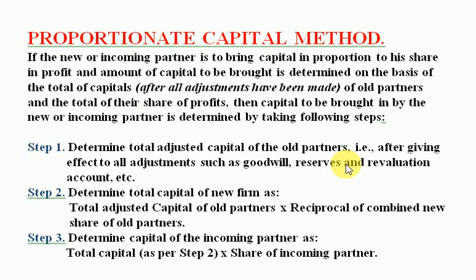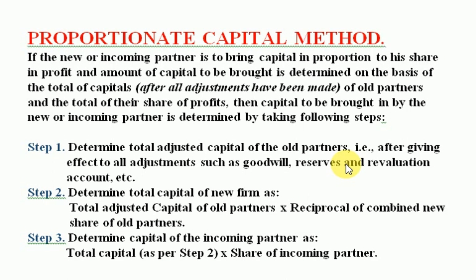Today, our class is on the second method of capital adjustment, which is known as the proportionate capital method. Under this method, we have to find out the capital brought in by the new partner, which is actually missing in the question. I mean to say, the capital of the new partner is not given in the question. This is the identification of this method. Hence, the use of the word proportionate capital method.